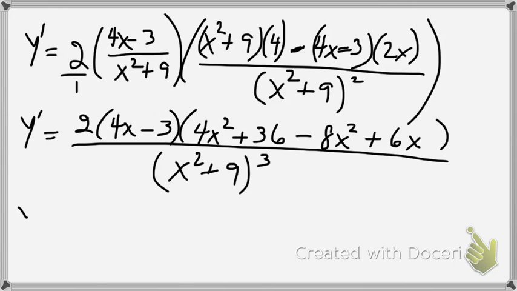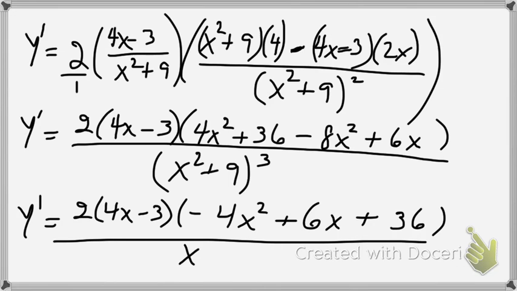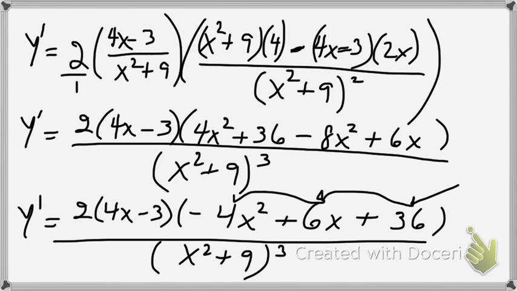Let's see if we can simplify some more. We have 4x minus 3 up top. 4x squared take away 8x squared is negative 4x squared. I have a linear term and a constant. Okay. Well, there's not a whole lot for me to do. Maybe if I'm clever, I'll notice that there's a greatest common factor here, something that 4, 6, and 36 have in common. I don't know if I would be that clever.